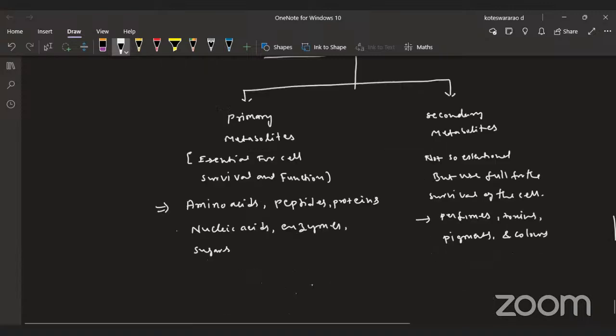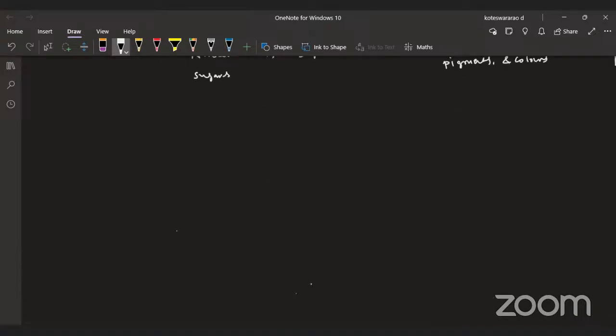Now, next, what are the advantages, or what are the applications of natural products? First thing, natural products are medicines or drugs. Natural products as medicine or drugs.